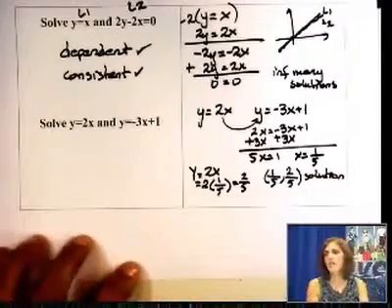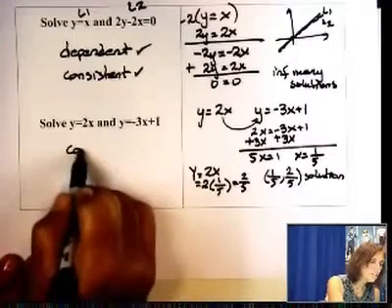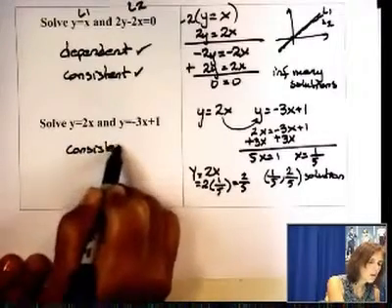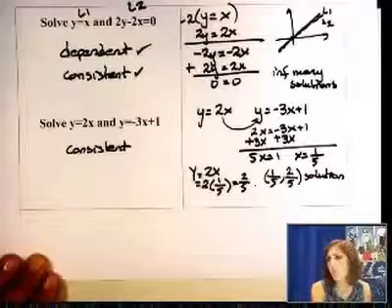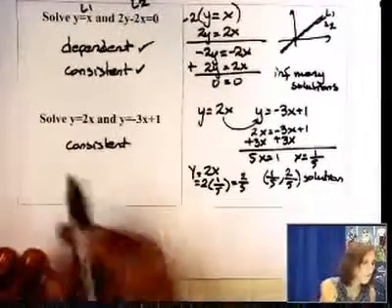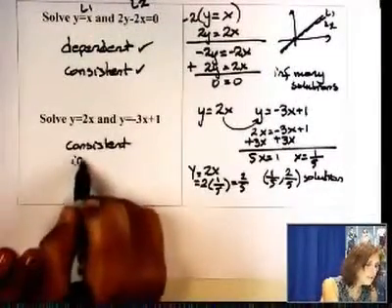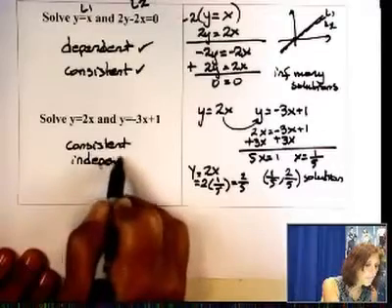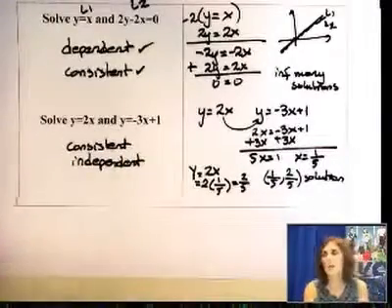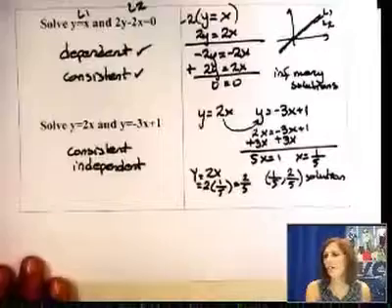All right, since I have a solution, the system is consistent. And since I have two different lines that are separate from each other, this one is independent as well. So I have a consistent, independent system.